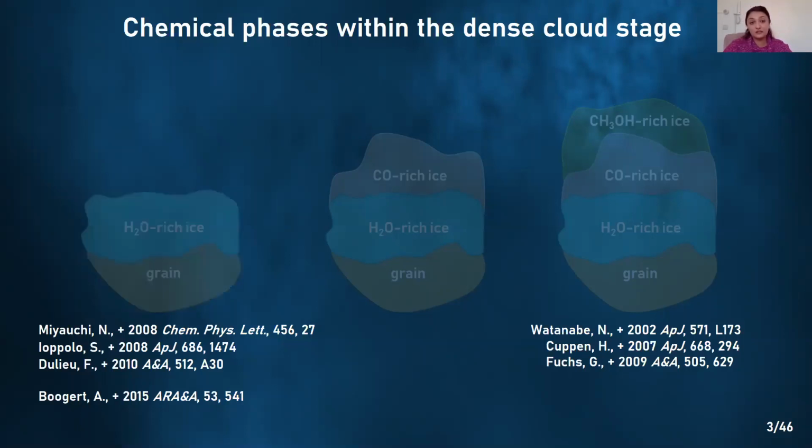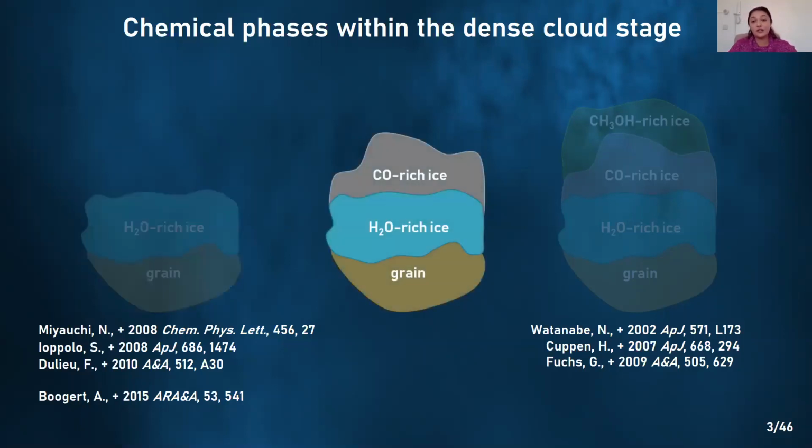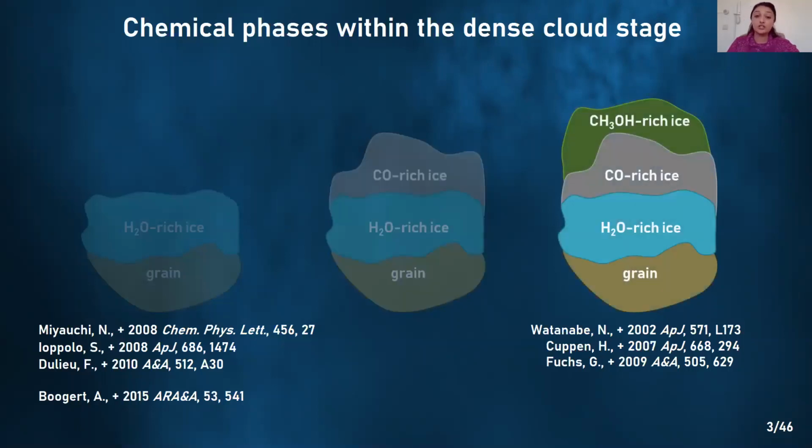As you go deeper into the cloud, more gas phase CO accretes onto these water-rich ices. The CO ice then gets hydrogenated to form formaldehyde and ultimately methanol. So the solid state pathway to methanol formation is found to be the dominating route to interstellar methanol. Because of this layering effect, there are two distinct types of chemistry that can lead to two distinct formation pathways of simple and complex organic molecules.